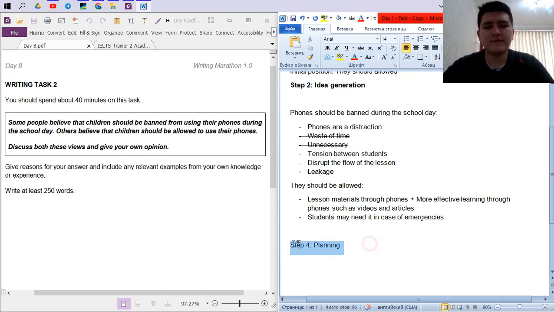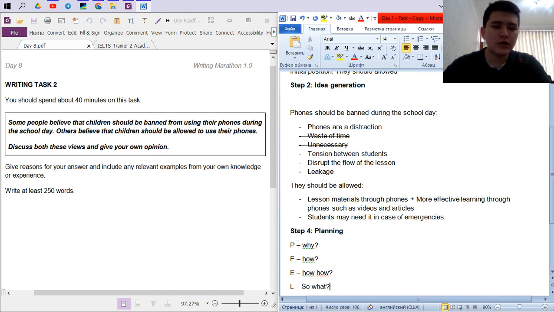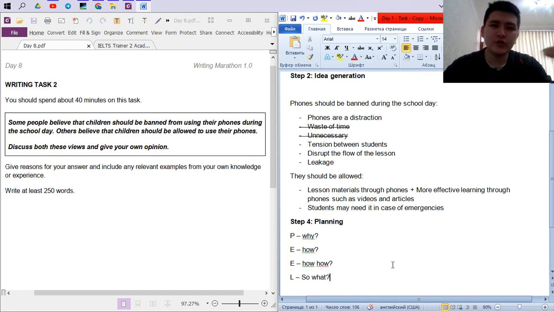And you guys may not have understood that PEEL structure, but let me explain it better. So point basically means why, right? Example or evidence means how, and then another example or evidence means how, like how is that possible, and then link is so what, and the link can also link both of your paragraphs. The two paragraphs you may have in the middle, that's its function.